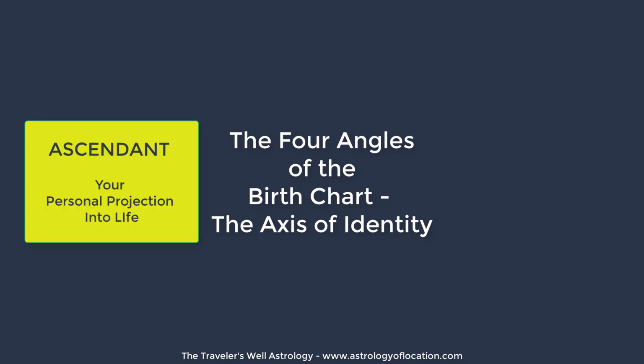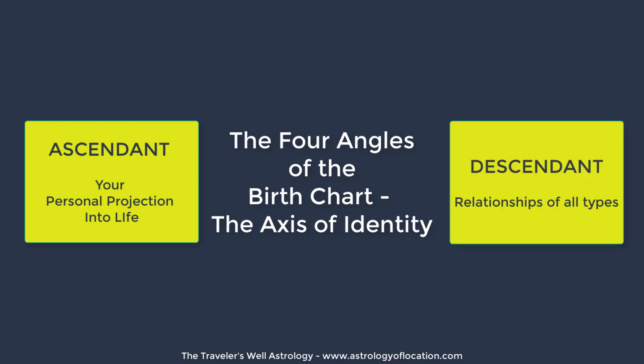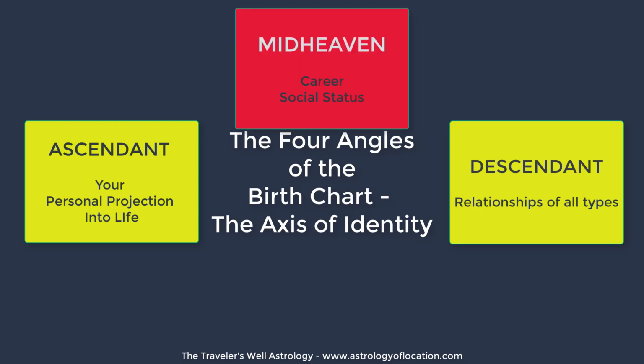The first part of the birth chart is your ascendant or your rising sign. That's your personal projection into life. Then opposing the ascendant, you have your descendant. And that's how other people view you in relationships of all types. The midheaven is your 10th house, represents your career and social status, while the IC represents your home and heritage. These are the axis of identity in your birth chart.